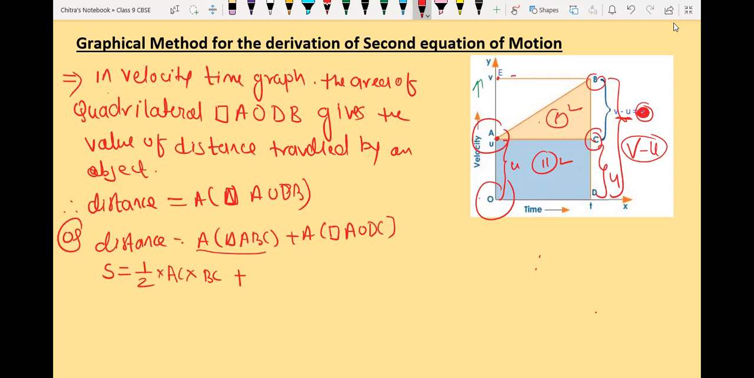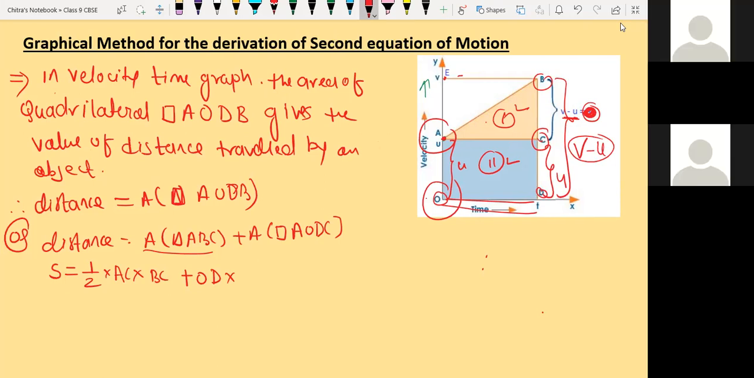What is the area of a quadrilateral? Length into breadth. So what is the length? Length is OD. And what is the breadth? It is OA. Understood that one? We have just placed the formula of the triangle, which is half into base into height, and the formula for area of the quadrilateral, which is length into breadth. So now we are going to place the values.